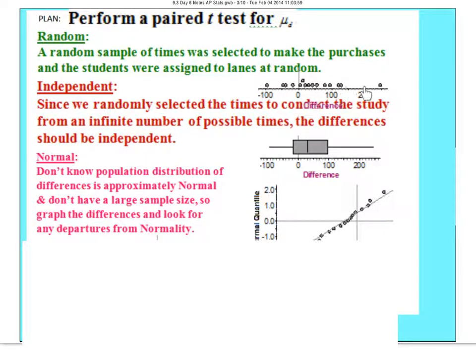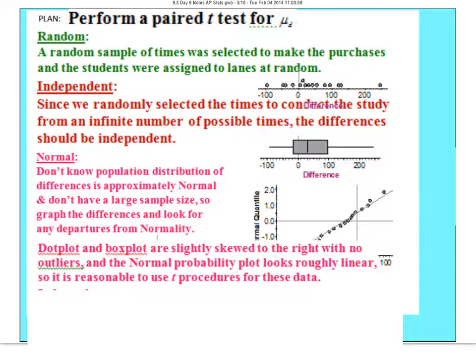We have a dot plot of the differences. We have a box plot of the differences. And we also are going to see a normal probability plot here. Again, don't worry about doing all three of these. It's just good review. At least do one of the dot plot or box plot. Here the dot plot and box plot are slightly skewed to the right with no outliers. So the normal probability plot looks roughly linear, so that's fine too. And it's reasonable for us to use the t procedures and assume it's approximately normal.